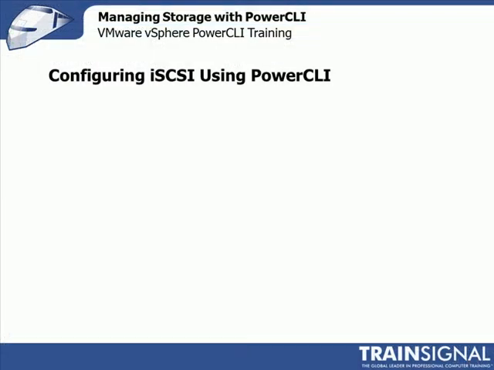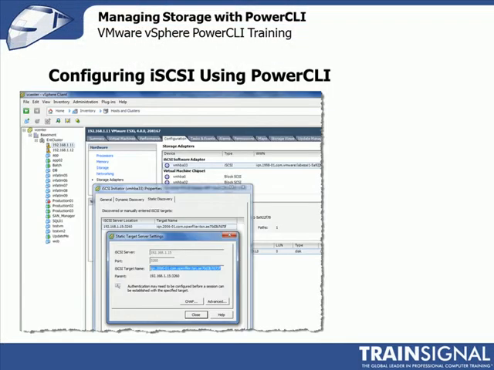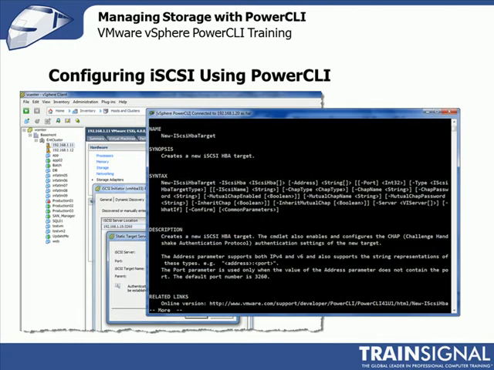Okay, now we're going to talk about how you can use PowerCLI to configure iSCSI. For example, here's a screenshot showing you some of the settings which I had shown to you just a minute ago, and we can access these using the iSCSI properties window in the vSphere client. I'm going to show you how, using PowerCLI commandlets such as New-IScsiHbaTarget, you can modify some of these settings.